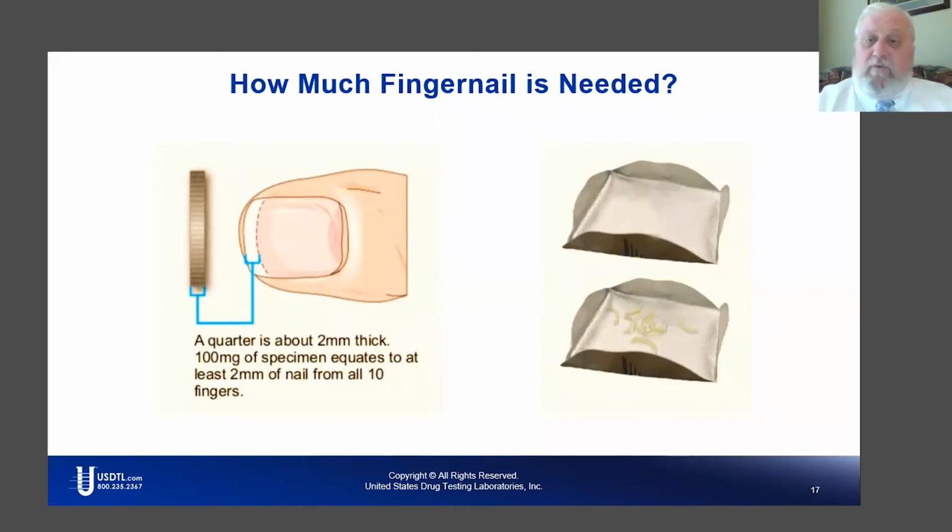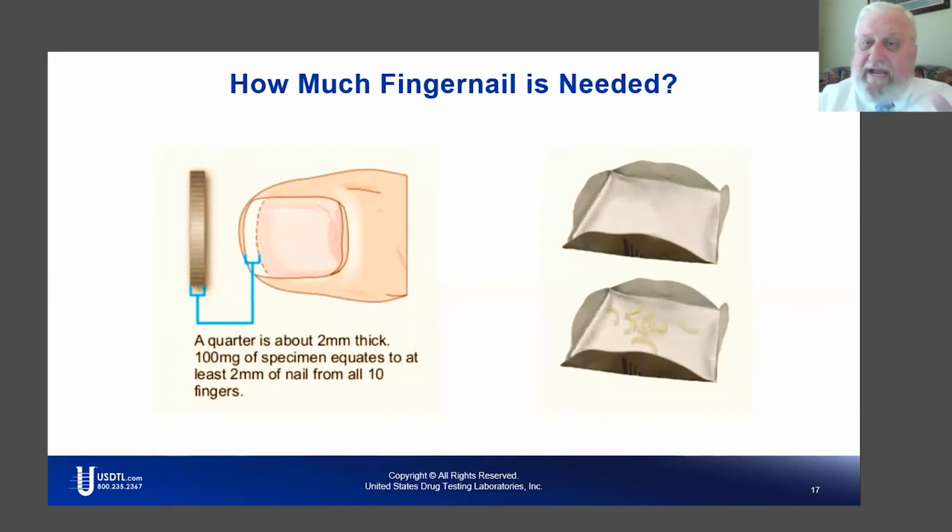But how much nail do we need? We need 100 milligrams for most tests. And if we're doing some really extended panels, we need 150 milligrams, which can get a little tough to get. A quarter is 2 millimeters thick. If we get a clipping that is as thick as a quarter, on average, those are about 10 milligrams. If you get one of those from all 10 fingers, there's your 100 milligrams. You can set up the little collection foil in a little boat shape, instead of the crease like you do with the hair, and you can pop the clippings in there.